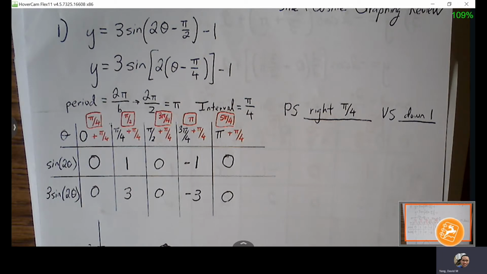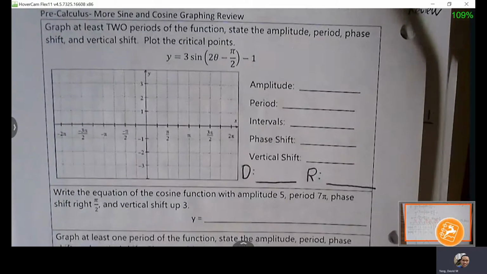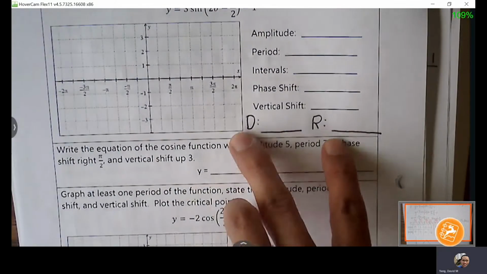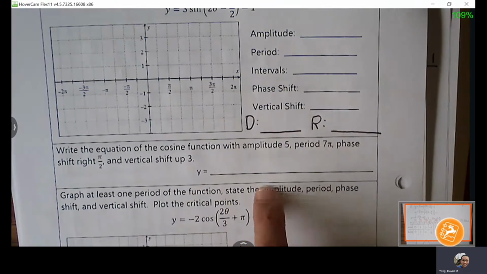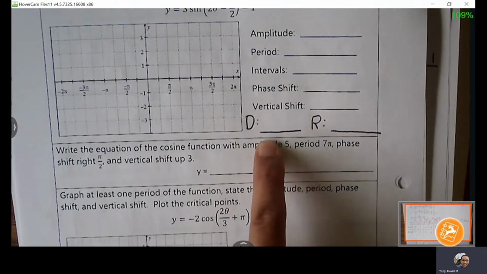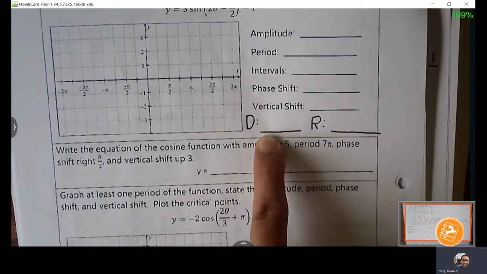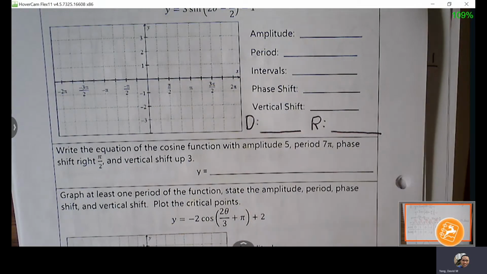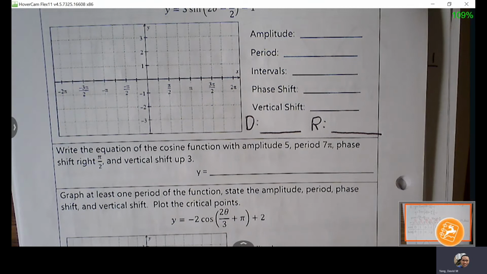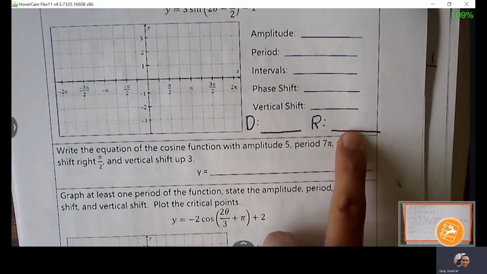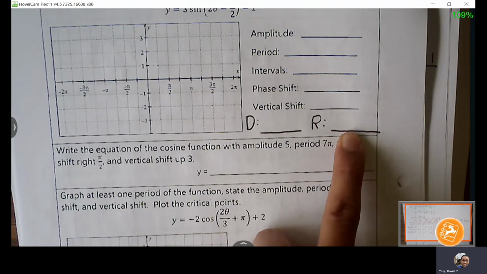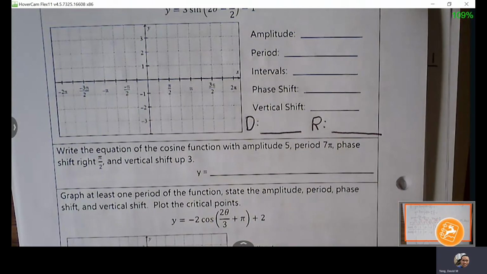Oh, I forgot to mention this. This is something we need to be able to do as well. Domain and range. So can you guys add domain and range? Okay. So domain is easy. Domain is always all real numbers. Your sine and cosine will have no breaks. It'll go on infinitely in both directions. So your domain is always negative to positive infinity. And your range is just going to be from your minimum to your maximum with brackets.